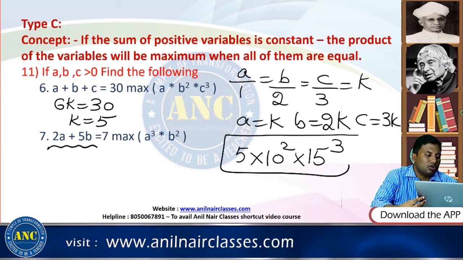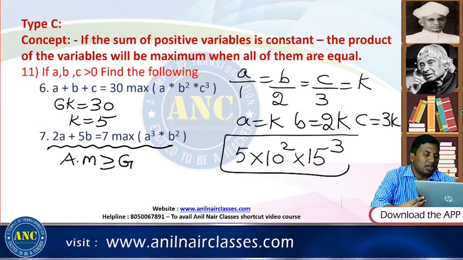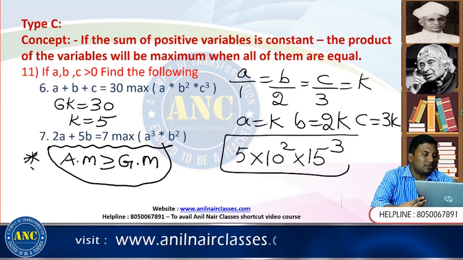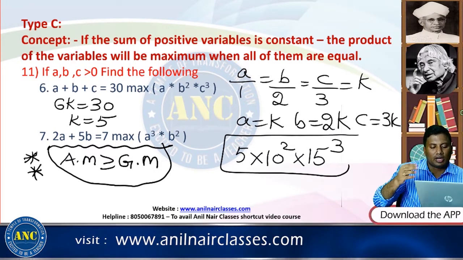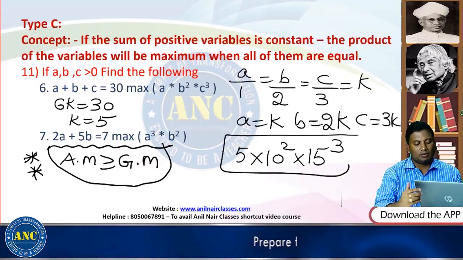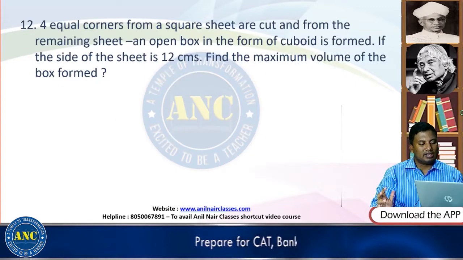This seventh question, I will do the same question under AM greater than or equivalent to GM. Just hold on for some time. AM greater than or equivalent to GM, I will use this concept. A by 1 equivalent to B by 2 equivalent to C by 3. I hope the idea is clear.